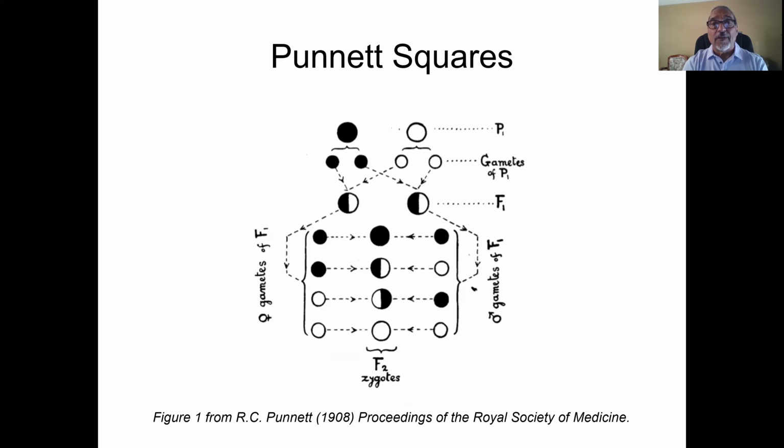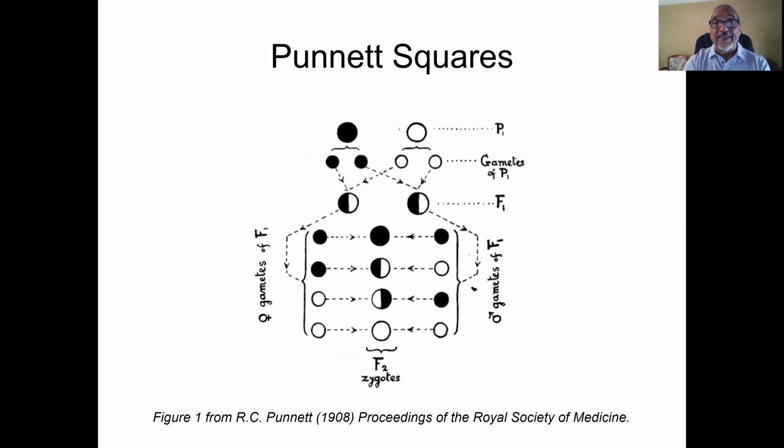And then here comes the fun part. Here's where the square comes in. Recognizing that each individual in the F1 population can make two types of gametes, either black or white, in a 50-50 combination, resulting in 4 different types of F2 zygotes. Notice one is black, one is homozygous white, and the other 2 are heterozygous black and white, but Punnett distinguished between whether or not the black came from the paternal or the maternal origin.